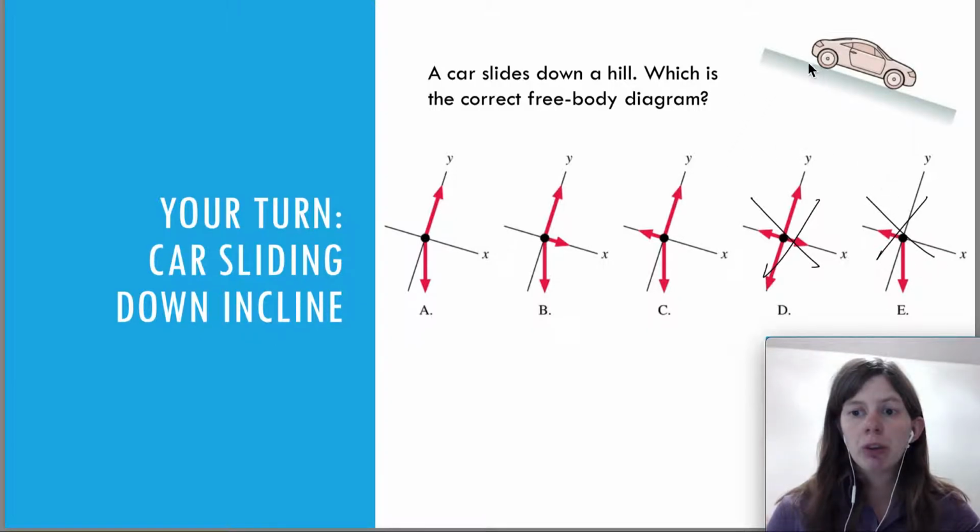We're going to assume there's friction, and it's going to oppose the motion, so it's going to go to the left here. So A is missing friction, and so is B. So the best choice is C, where this force to the left is the kinetic friction, and this is the normal force, and this is the weight going straight down.